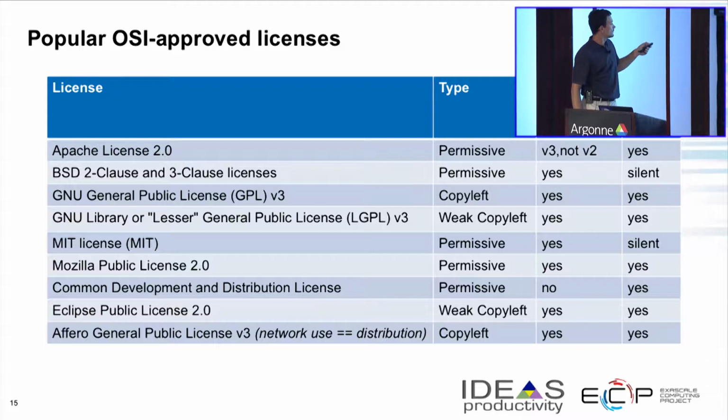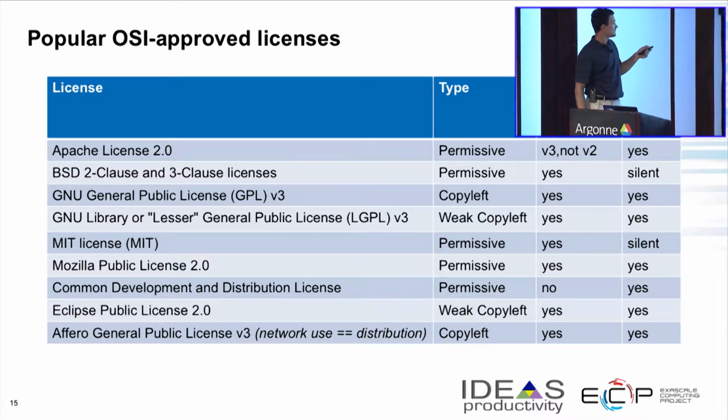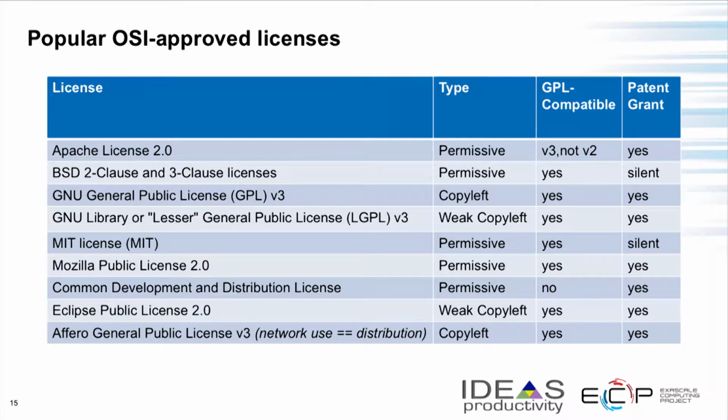Okay, so here are some of the common licenses. I mentioned that there's 80 some licenses out on some of these open source websites, but most of the time you run into a relatively small set. A couple of BSD variants, GPL, LGPL, MIT. These are very similar.